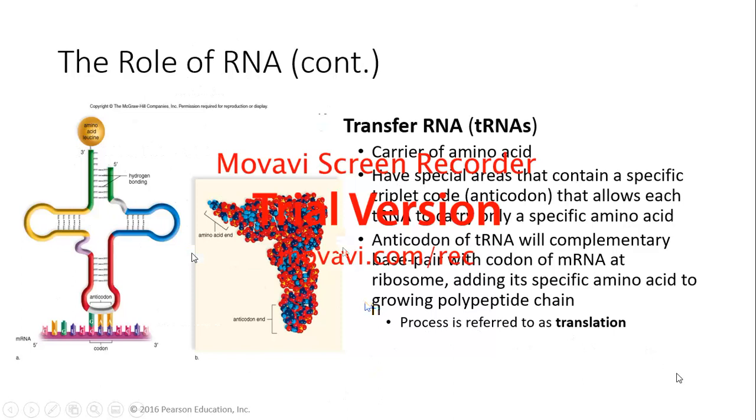And then you have termination, which is when the RNA polymerase reaches the termination signal, which is right here, and then essentially the RNA polymerase is just going to fall off.